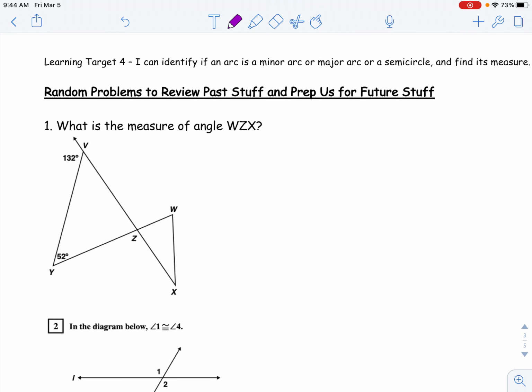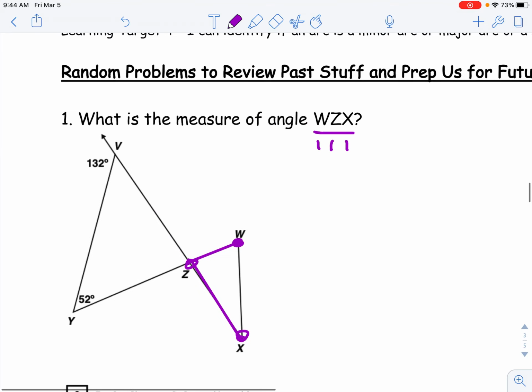All right, what is the measure of angle WZX? Measure of angle WZX. So WZX. Remember, W's first, then Z, then X. So that's the order. You start at W, then go to Z, go to X. So we need that measure right here.